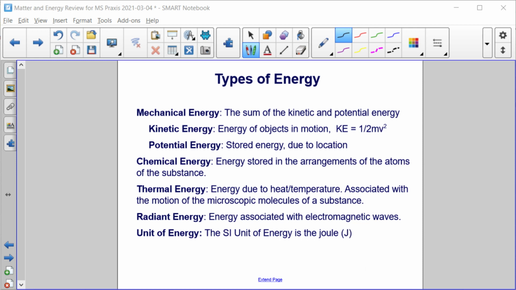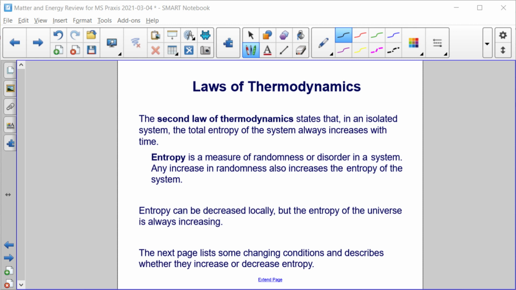Continuing our discussion on the laws of thermodynamics, the second law of thermodynamics states that in an isolated system, the total entropy of the system always increases with time. Well, what is entropy? Entropy is a measure of randomness or disorder in a system. Any increase in randomness also increases the entropy of the system.